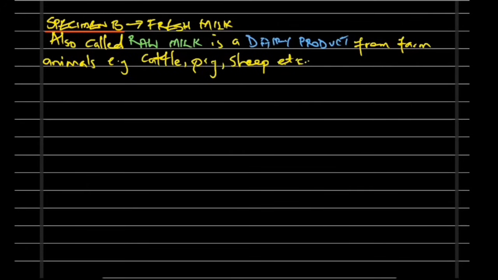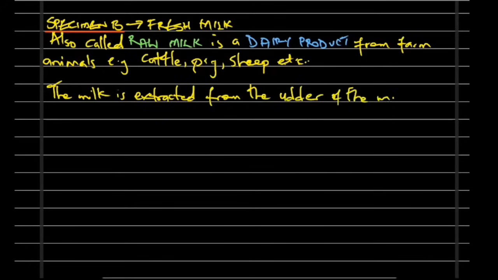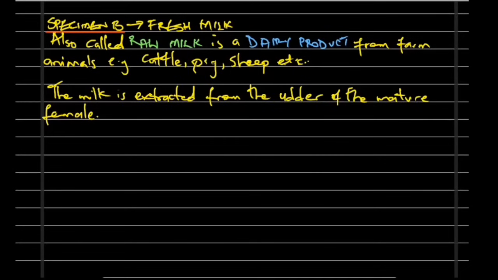Now this particular product that we're talking about, the raw milk or the fresh milk, is extracted from the udder of the mature female. It is extracted using a particular instrument called the milking machine.